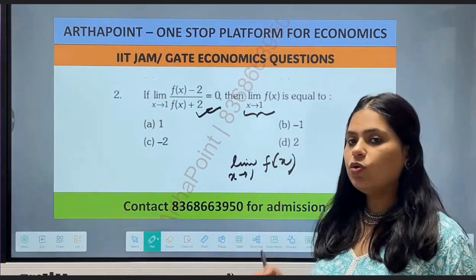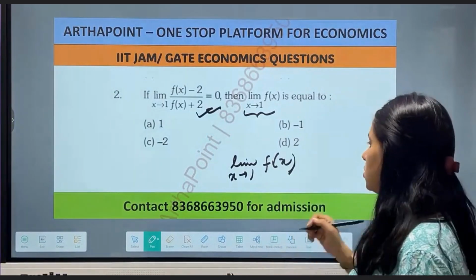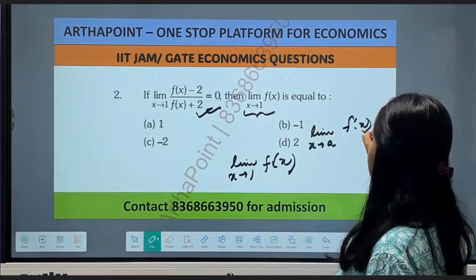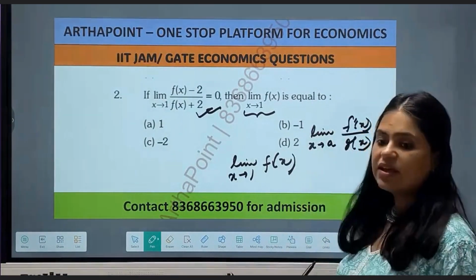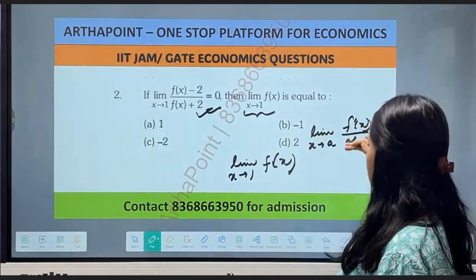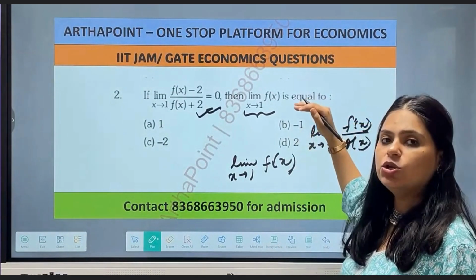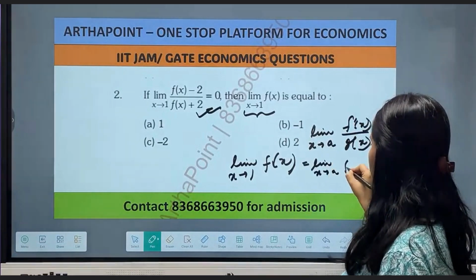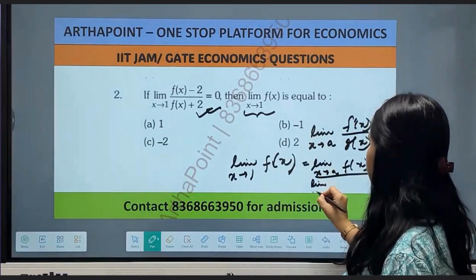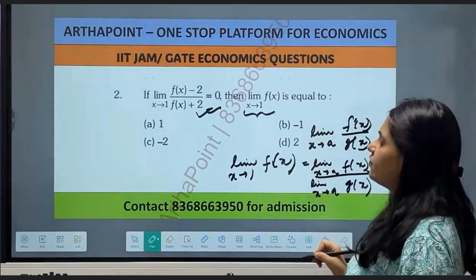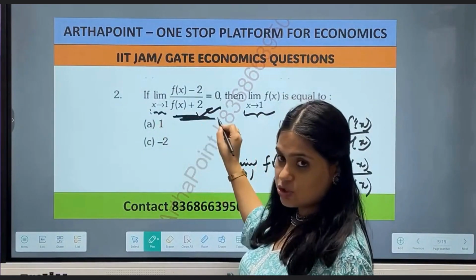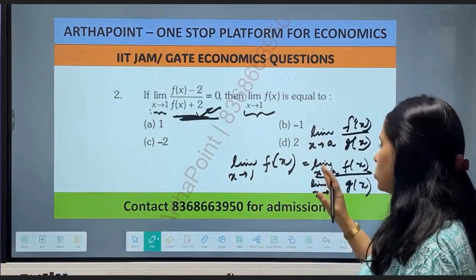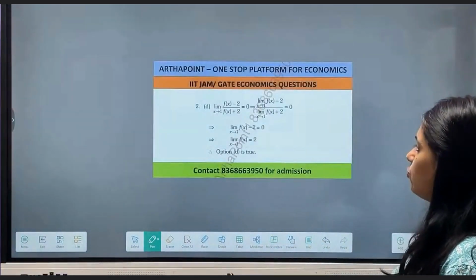So I have to use a very important rule here: when I say the limit as x tends to a of f(x) by g(x), I can put this limit separately in the numerator and separately in the denominator. So this can become the limit as x tends to a of f(x) by the limit as x tends to a of g(x). Whenever you have a limit for a fraction, you can take it separately to the numerator and separately to the denominator. That is exactly what I am going to do.